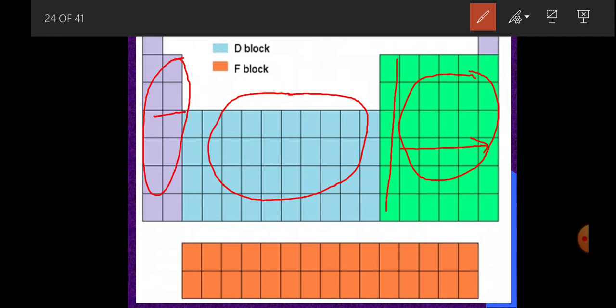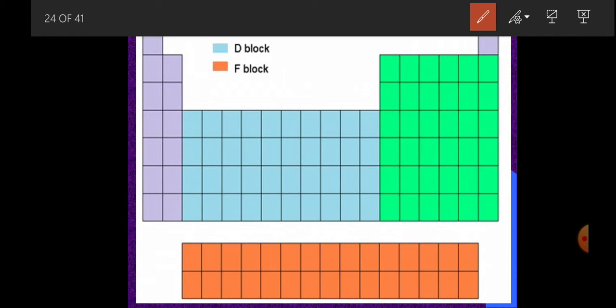A periodic table will have horizontal rows and vertical columns. The horizontal ones running from this end to this end are called periods, and the vertical ones running from top to bottom are called groups. These rows or columns give the names to which elements belong.